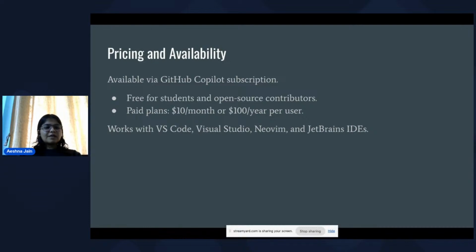It is available via GitHub Copilot subscription. It is free for students and open source contributors. So if you're still in college, I would really suggest you go ahead and explore the most out of GitHub Copilot, get your hands dirty with the code, and make the most out of the GitHub Copilot subscription that you're getting for free. They also have paid plans of $10 per month and $100 per year for every user, for which the initial month is free, but you can check if it's still in the pipeline. The first month free is still in the pipeline.